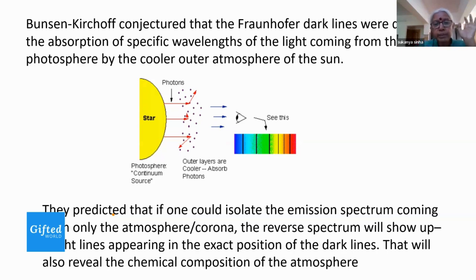Okay. So they predicted, but there was a catch to this. They predicted that if one could isolate the emission spectrum coming from only the atmosphere, the corona, the reverse spectrum would show up, with bright lines appearing in the exact positions of the dark lines. That will also reveal the chemical composition of the atmosphere.